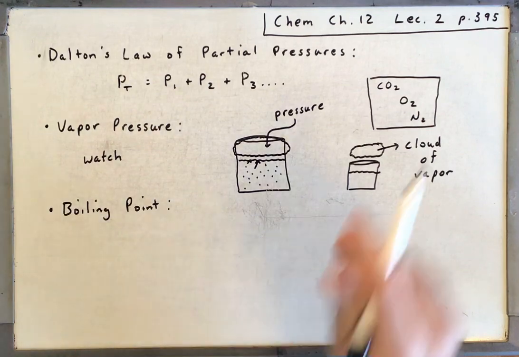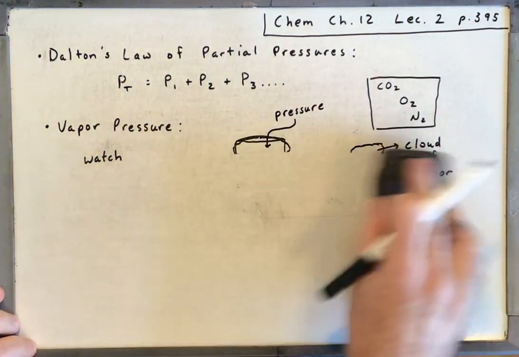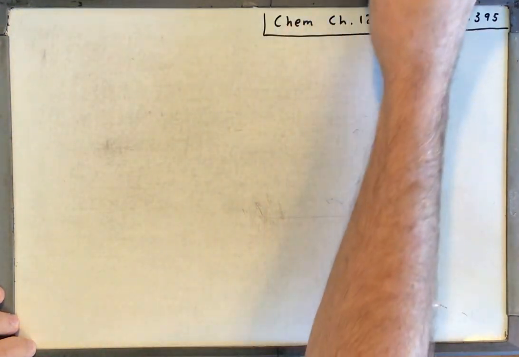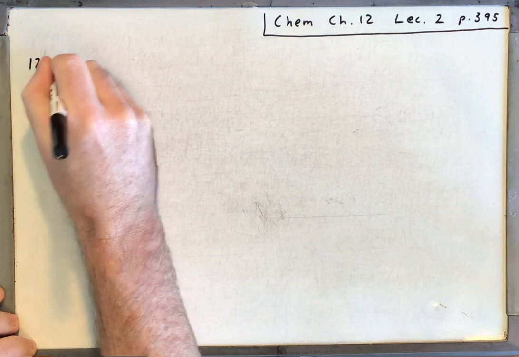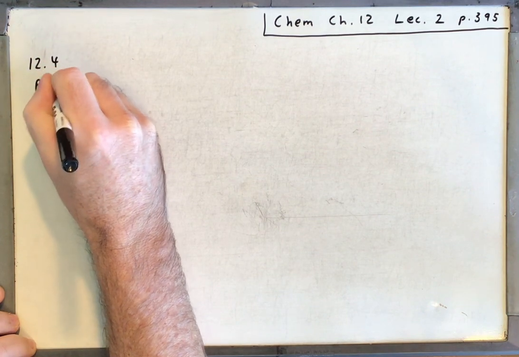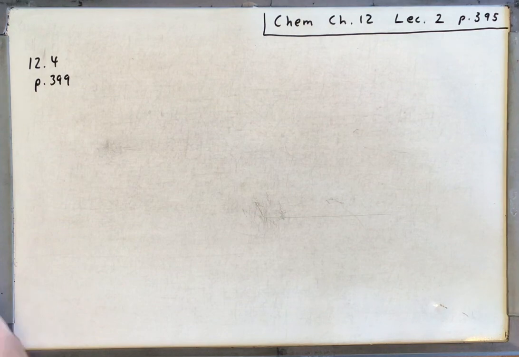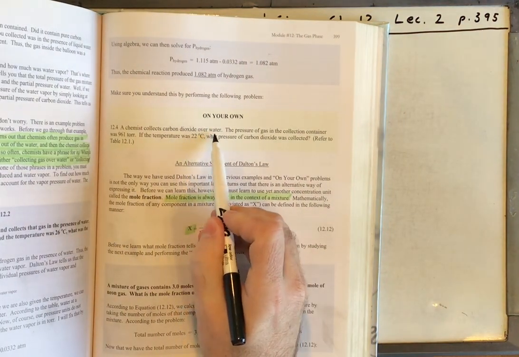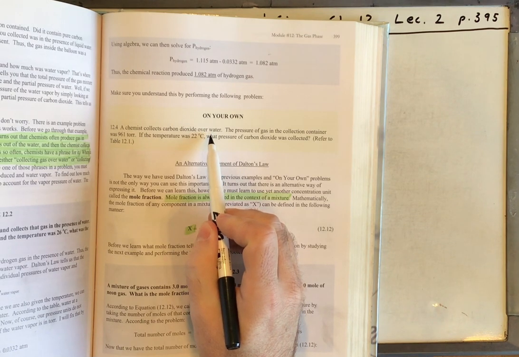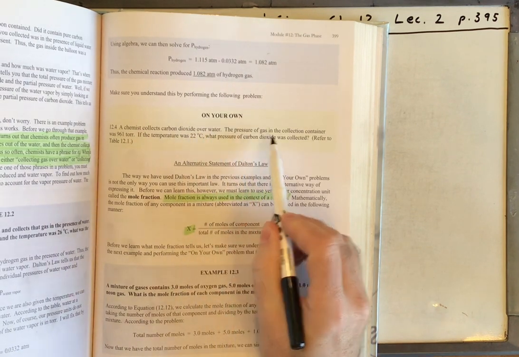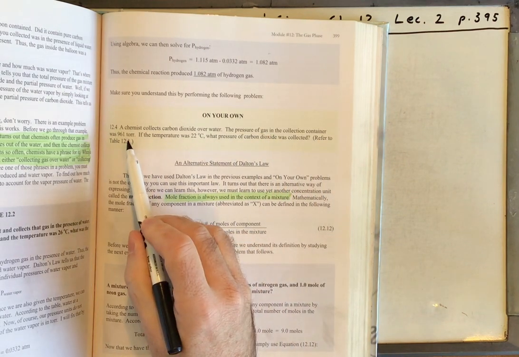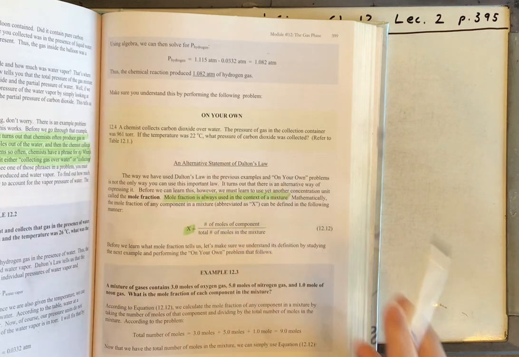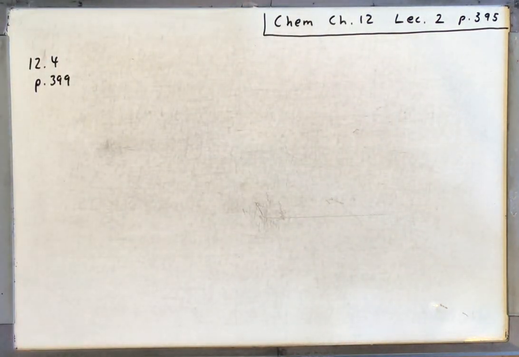All right, let's look at on your own 12.4. Turn over to page 399. That one says a chemist collects carbon dioxide over water. That means we're going to use the table I just showed you. Over water means water vapors mixed in. The pressure of the gas in the collection container was 961 torr. If the temperature was 22 degrees C, what's the pressure of the carbon dioxide?